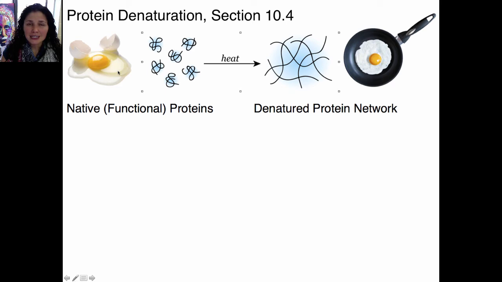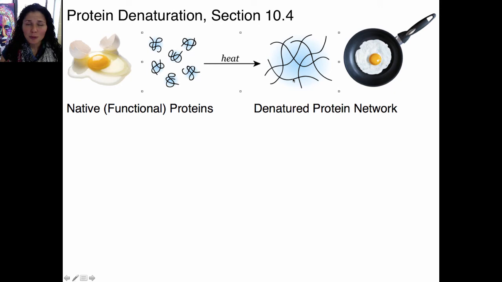This solution contains dissolved proteins, and many of them are globular proteins. This is a cartoon showing a bunch of globular proteins that are folded. We heat and denature these proteins, or basically we unfold them. In the folded protein, the outside surface is hydrophilic or polar, and the inside is hydrophobic or nonpolar. When they're denatured, the hydrophobic or nonpolar parts are exposed, and they end up making a network of denatured proteins.